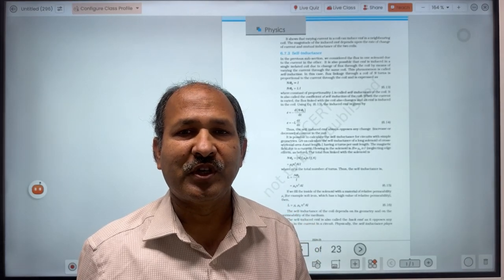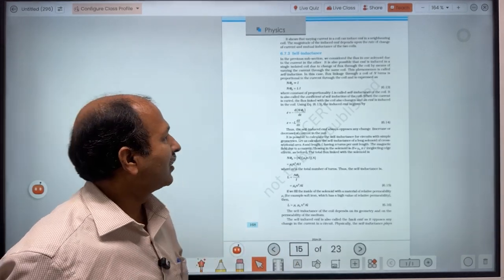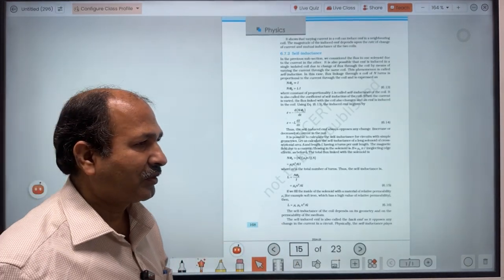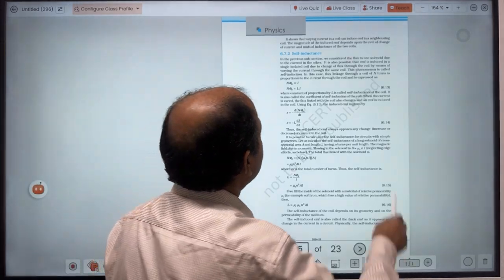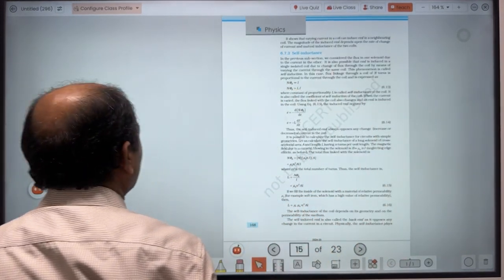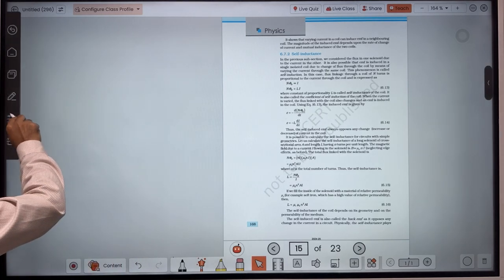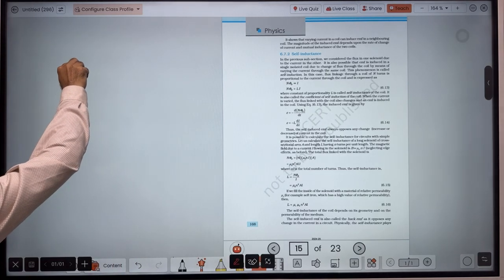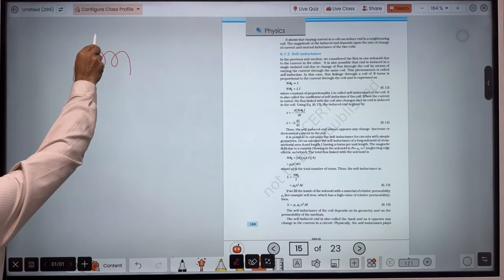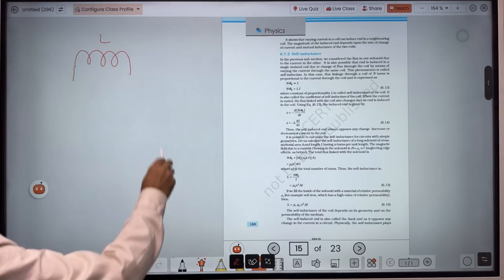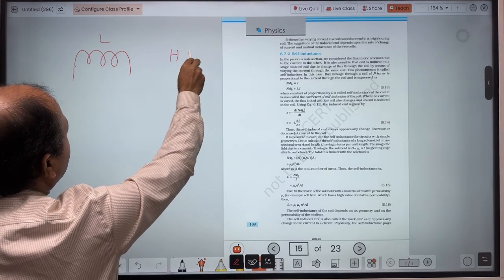We are going to continue with chapter 6 of class 12 physics. In the previous lecture, we studied mutual inductance. Today, we are going to start with self-inductance. Self-inductance is denoted as L, and suppose this is a coil, then its self-inductance will be L, whose unit will be Henry, represented as H.